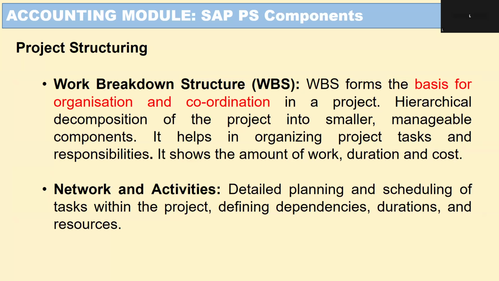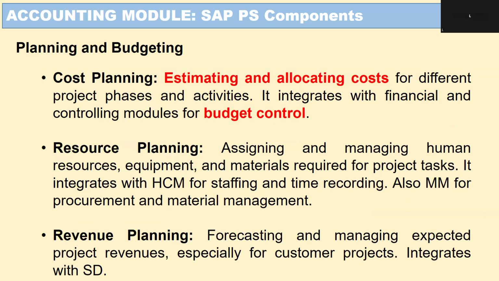Network and activities is the detailed planning and scheduling of tasks within the project, defining dependencies, durations, and resources. Basically, that's what a project structure looks like. The WBS element is there, and then that WBS element shows you those networks and activities in that particular project structure. What would the SAP PS component help you to do?